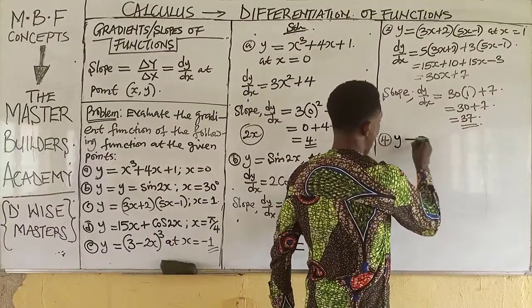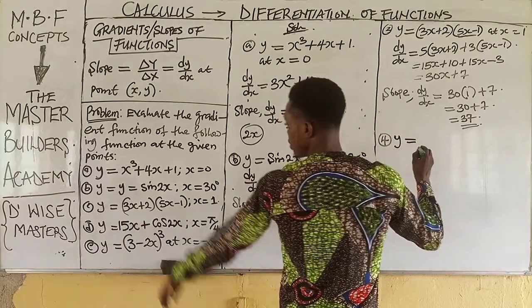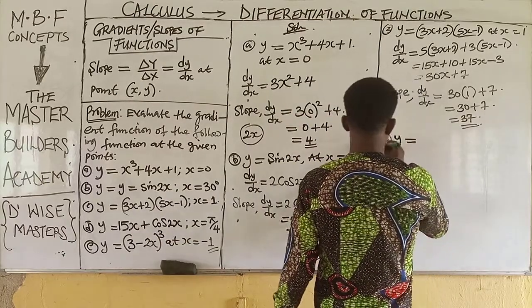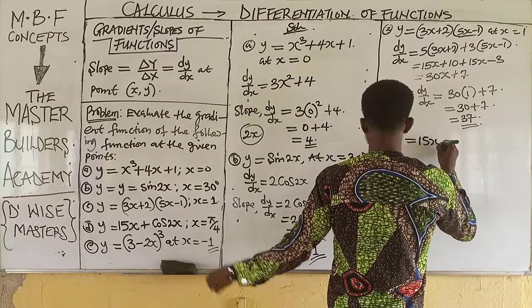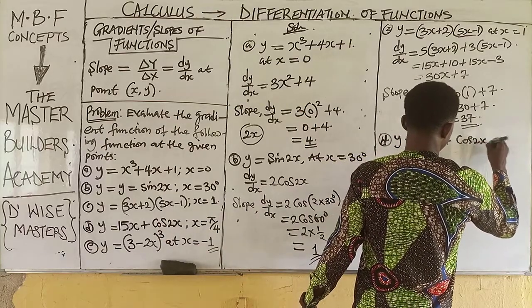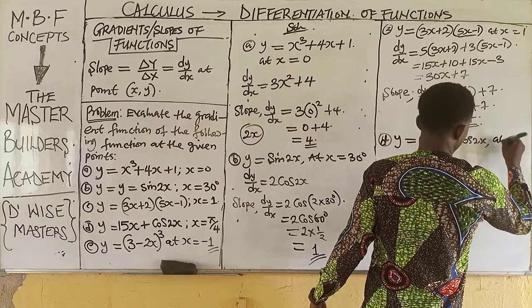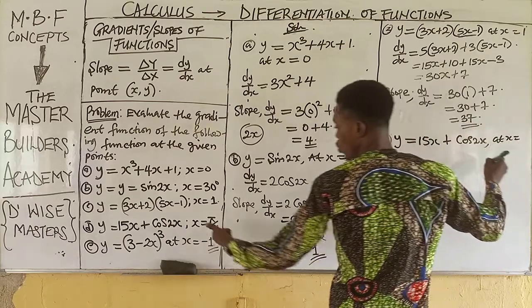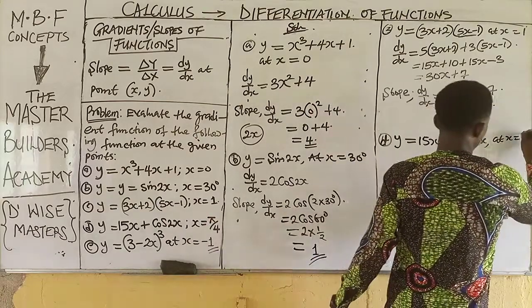So guys, alright, now we have question number 4, and we have that y is equal to 15x plus cos 2x at x is equal to pi over 4.